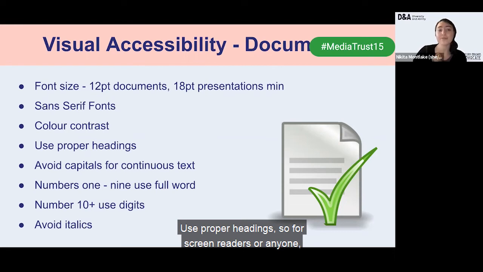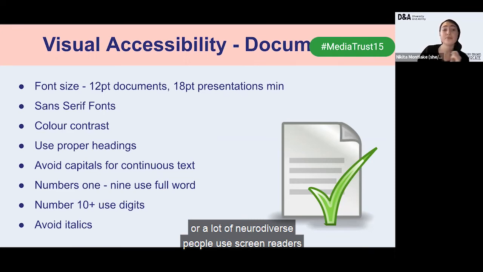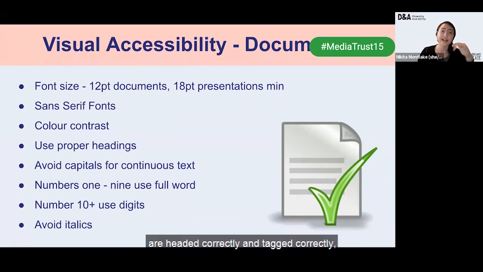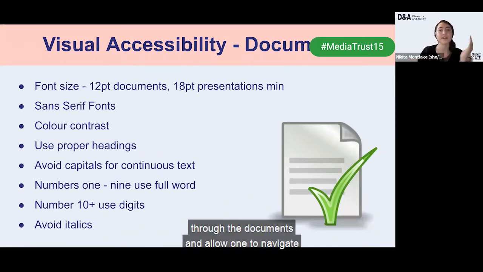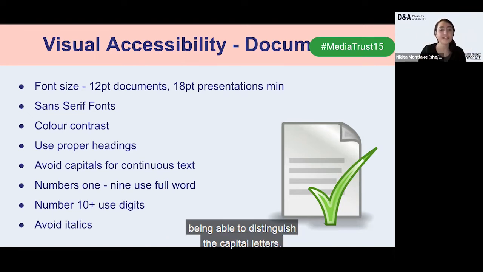Use proper headings. People who are visually impaired, and a lot of neurodiverse people, use screen readers to navigate online. And headings are very key for that navigation. So if the headings in a document are headed correctly and tagged correctly, that will allow for an ease of flow through the document and allow one to navigate through it appropriately and not miss any key information. Avoid capitals for continuous text. That really disrupts the flow of reading and can be really hard to continue understanding what was being said if you then have to distinguish the capital letters.